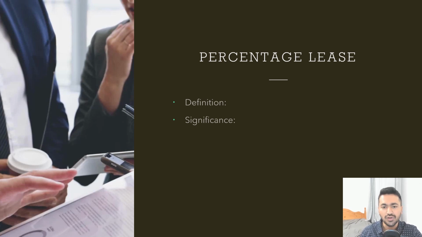And how does it work? When you sign a percentage lease, you agree to pay a certain percentage of your business's sales or profit to the landlord in addition to the base rent.